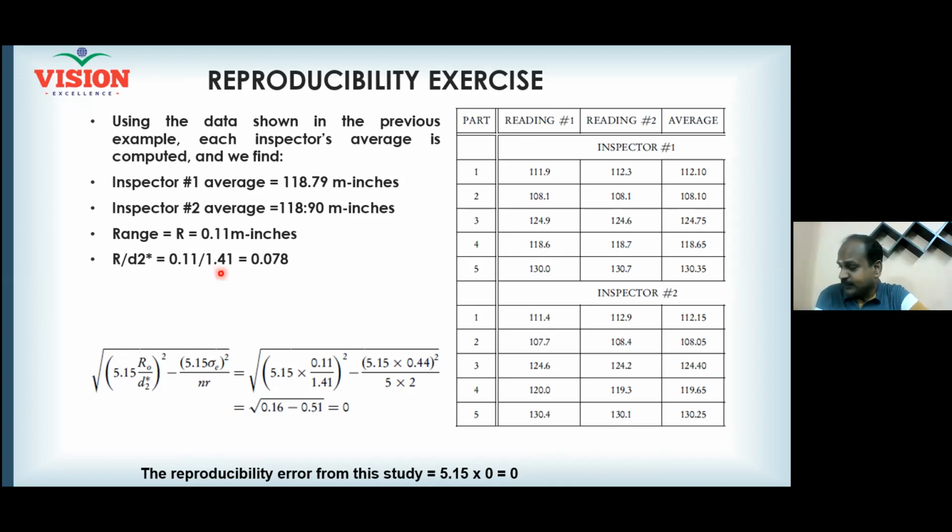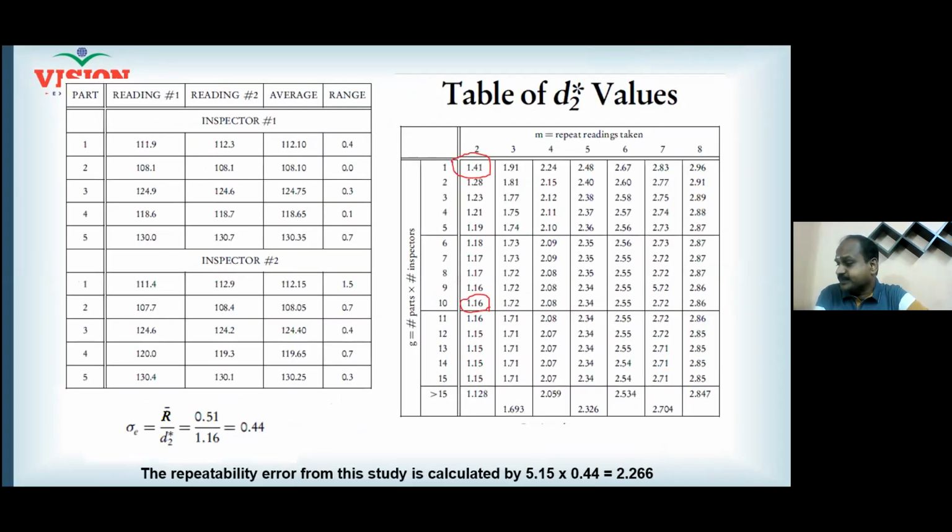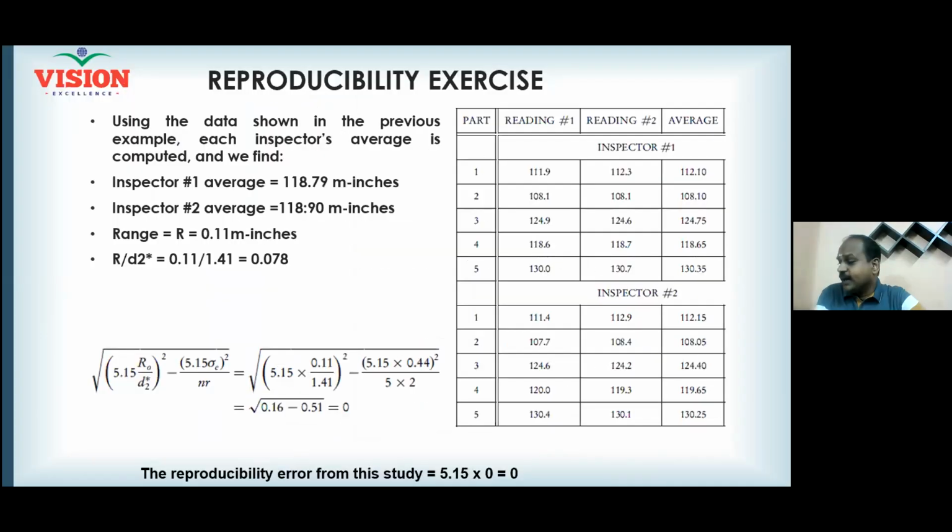I'll tell you why it is 1.41. For that, let us go here. How many ranges did you use? Only 1. And the number of repeat readings remains the same, 2. So now what is the appropriate D2 value? 1.41. That's how 1.41 came. And now the R bar by D2 is found to be 0.078. And now 0.078, we need to multiply. The multiplication factor is either 6 or 5.15. And now the whole literature uses 5.15.